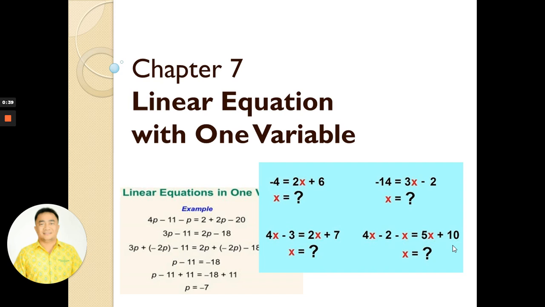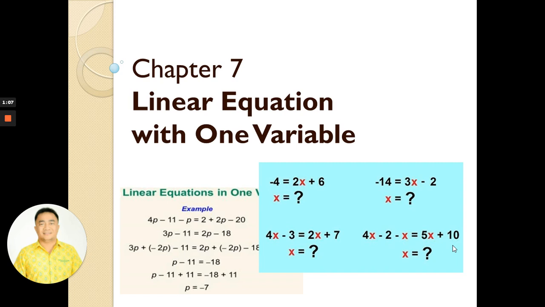And we need to proceed to chapter 7 so that we can finish two chapters for this midterm. So I prepared this video so that we can start with chapter 7. Chapter 7 is about the linear equation with one variable. As you can see in our first slide, we are dealing with equations. Now remember, when you say variable, that is the unknown.